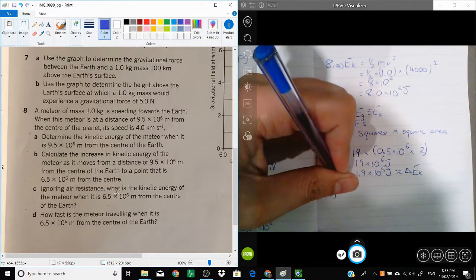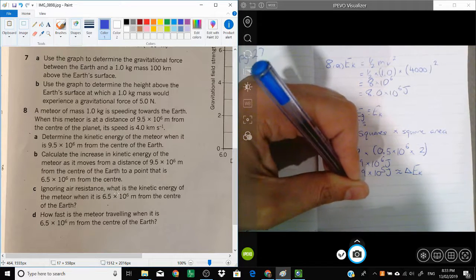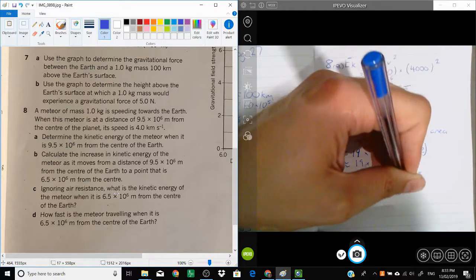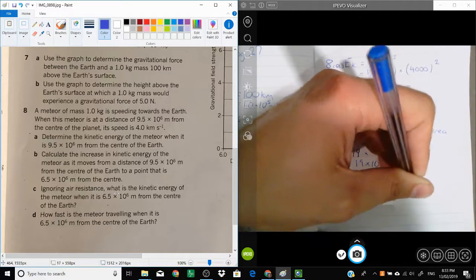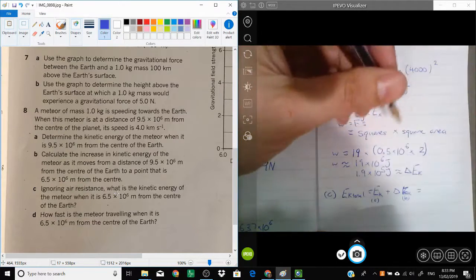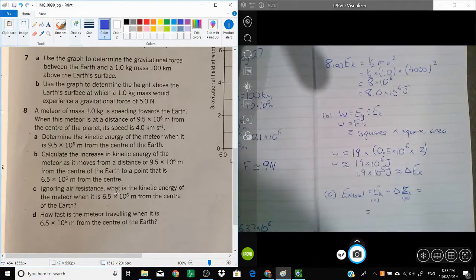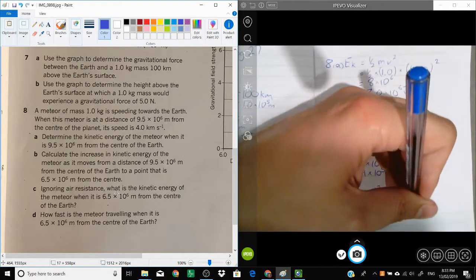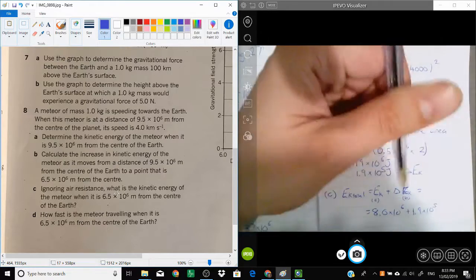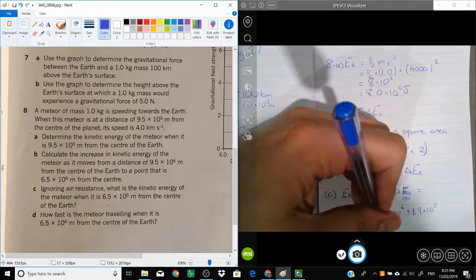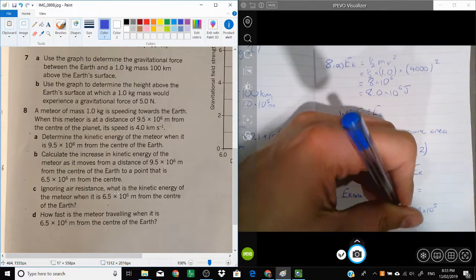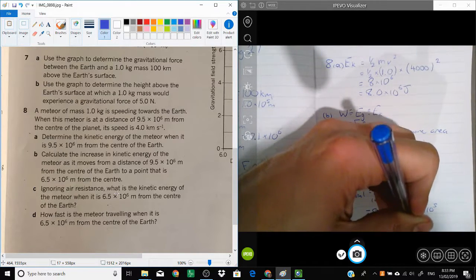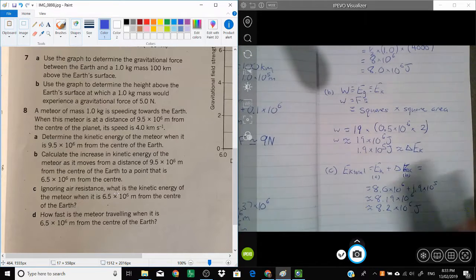I'll call that EK total equals EK, that's from part A, plus delta EK from part B. And then that would be just work at this. Actually, I might just do it over here, on the line below. Okay, 8.0 times 10 to the 6 plus 1.9 times 10 to the 5 is 8.19 times 10 to the 6, and I'll round it off to 8.2 times 10 to the 6 joules. So there you go.